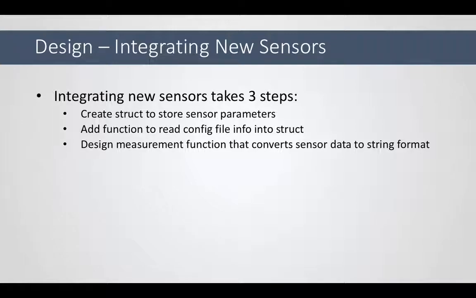Finally, the user would need to design a function for reading the data from the sensor with the function prototype I described earlier and converting it to string format. Once this is all done, the system will be ready to interface with the new sensor. The full procedure for integrating new sensors is described in Appendix B of my senior project report.